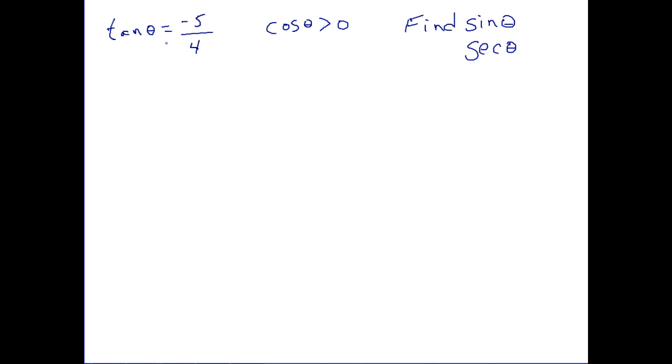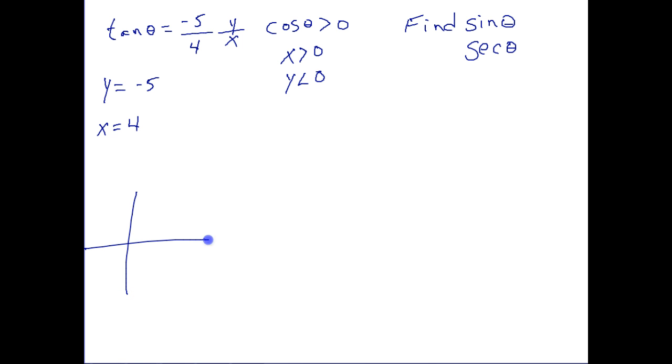Let's digest what we're being told here. Well, we're being told that tangent is negative 5/4. Well, what is tangent? Tangent is y over x. Now, keep in mind, cosine has to be positive. So what does that tell us? That tells us that x has to be positive. And for y divided by x to be negative, that means that y must be negative. Okay, so that tells us that y is equal to negative 5 and x is equal to 4.